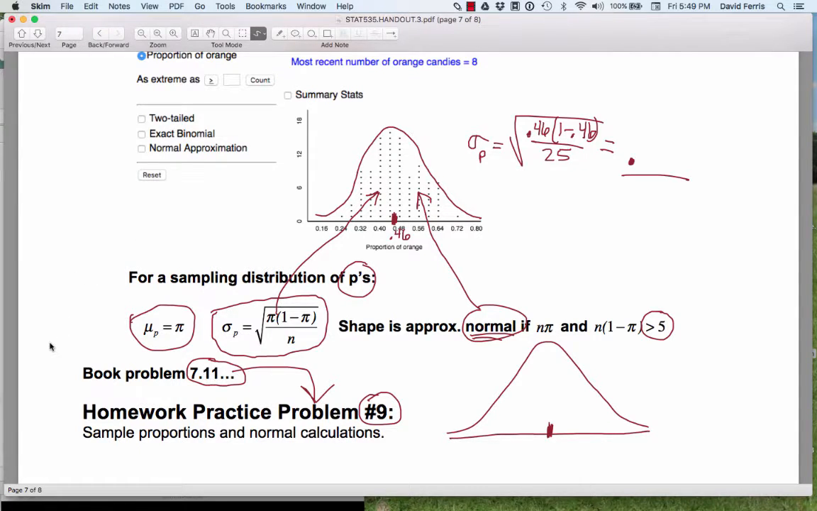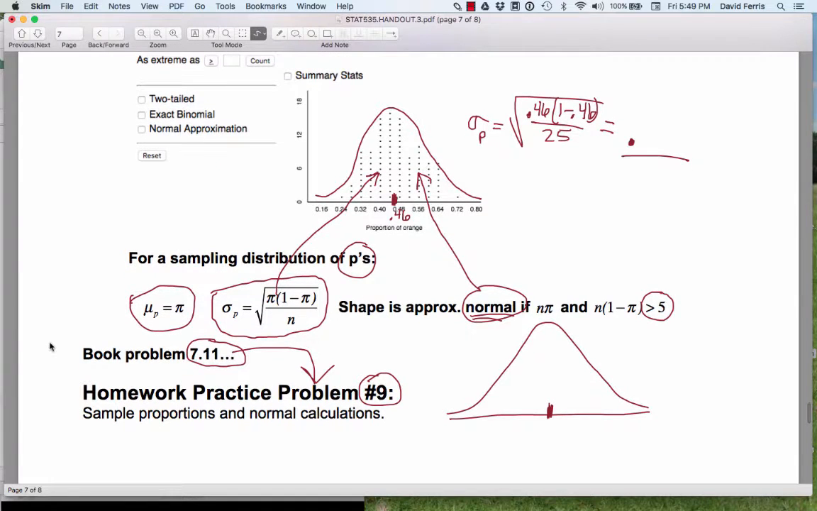I, again, cannot emphasize enough how important these calculations and the understanding of sampling and the sampling distributions is to future topics in this course. So be sure that you have a really good understanding of this before we move forward.